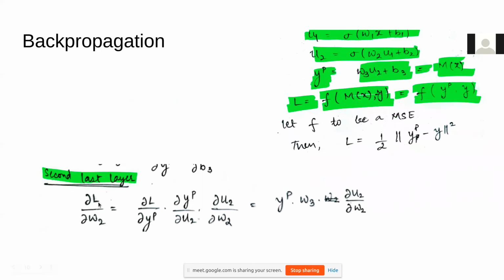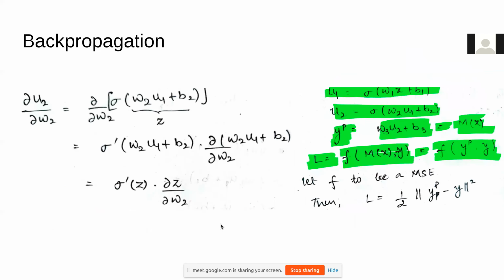So what will happen here is that this derivative of L with respect to W2 was simplified as this, right? Similarly, the derivative of L with respect to B2 will be written as the derivative of L with respect to YP into the derivative of YP with respect to U2 into the derivative of U2 with respect to B2, not W2. This is the change here. And this will remain the same, so it will be YP W3. But the derivative of U2 with respect to B2 will now be written as the derivative of the activation function into the derivative of Z with respect to B2.